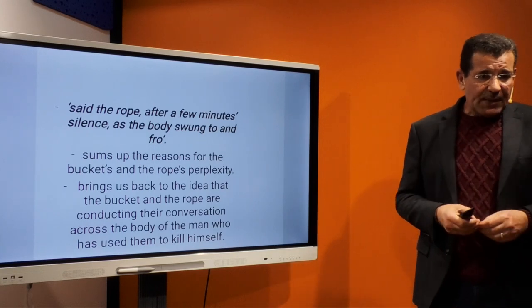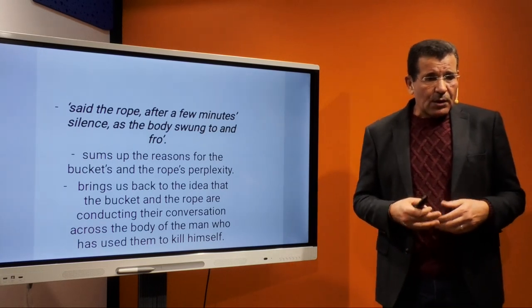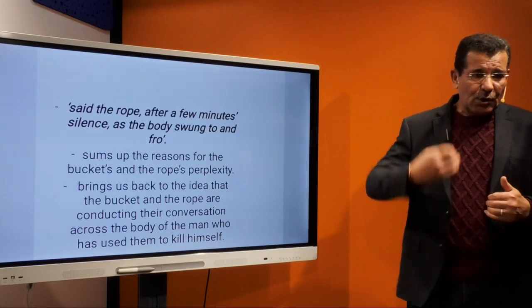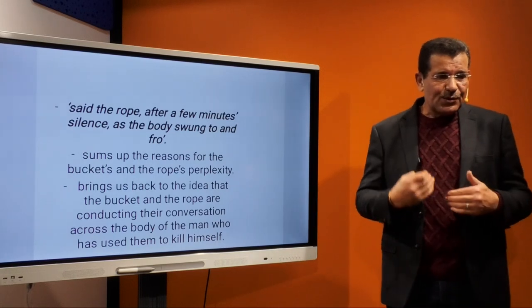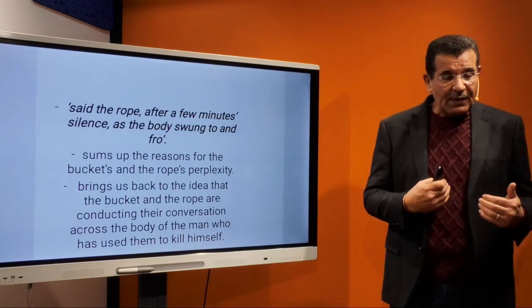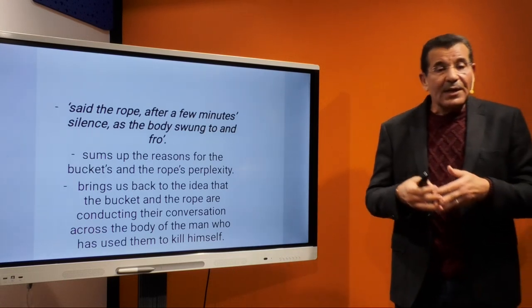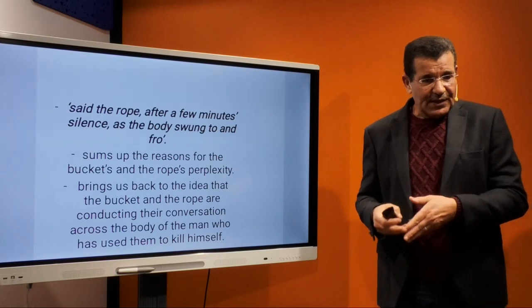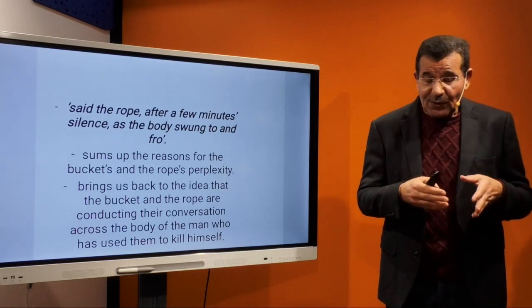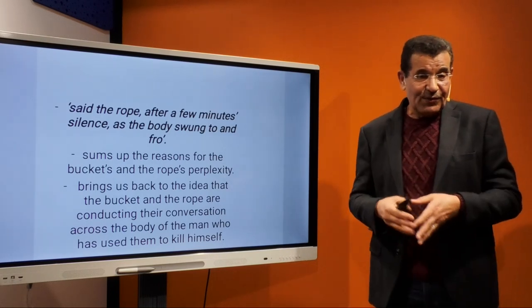And it brings us back to the idea that the bucket and rope are conducting their conversation across the body of the man who has used them to kill himself. So the bucket and rope, as before, were used by Mr. Dandy, but now they are also used as tools of his suicide. Objects of life are also ironically the objects of death.